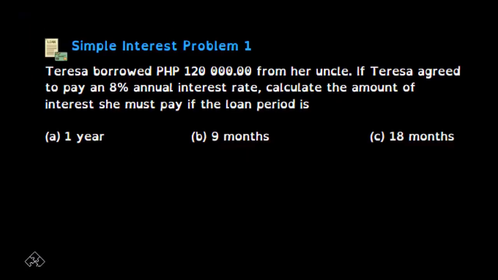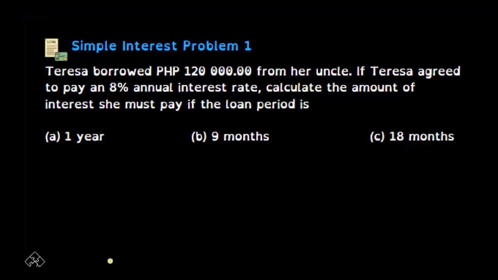Here I'm going to show you this simple interest problem number 1. Ang sabi dito, Teresa borrowed 120,000 pesos from her uncle. If Teresa agreed to pay an 8% annual interest rate, calculate the amount of interest she must pay if the loan period is first, 1 year, second, 9 months, third, 18 months. So hanapin natin kung ano-ano ang mga interest within this given period.